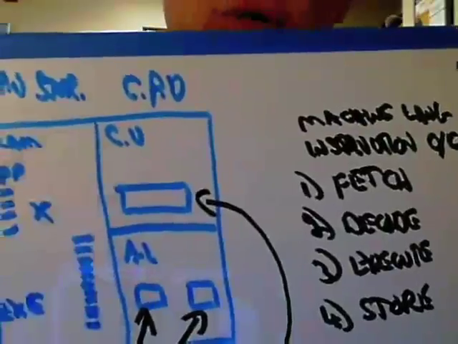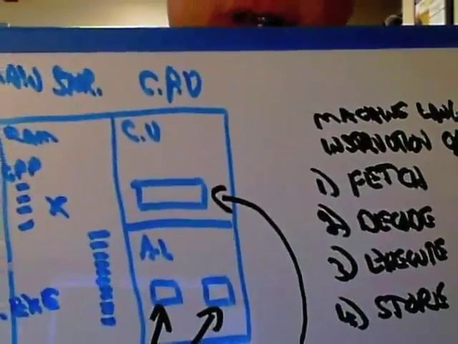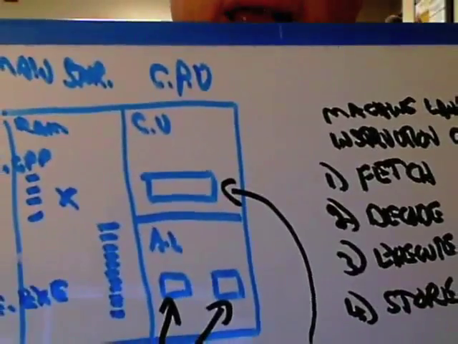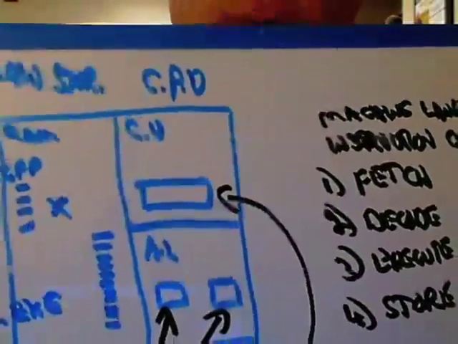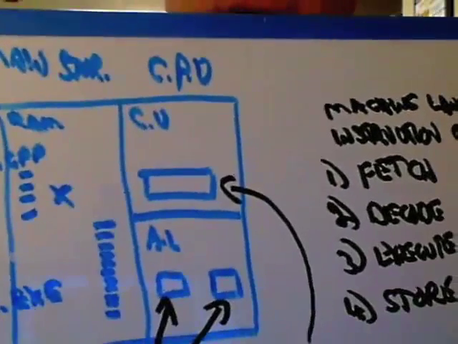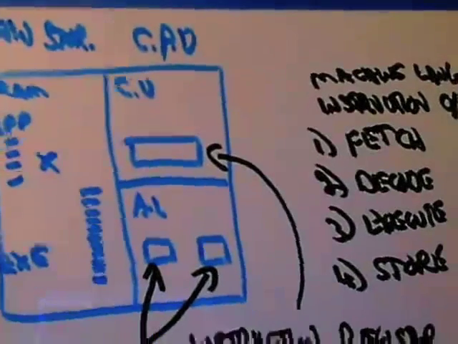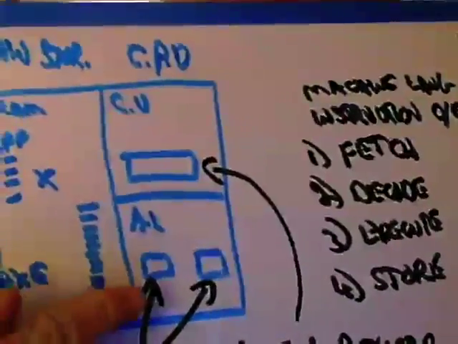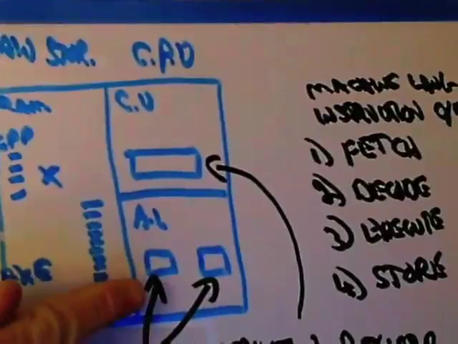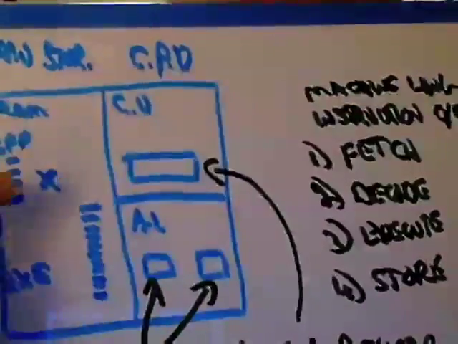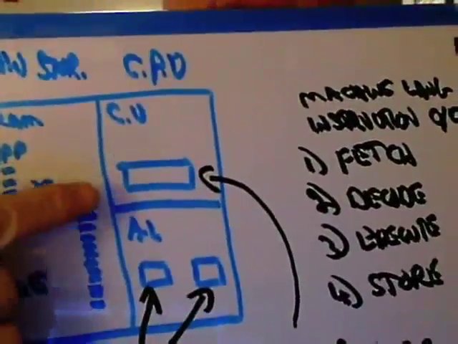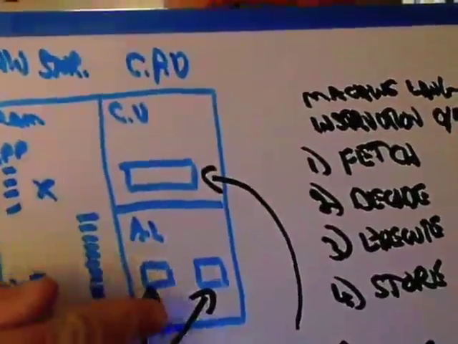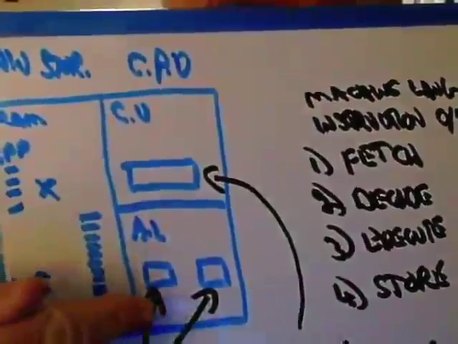Then the control unit will analyze and decode the instruction. It'll figure out what the instruction wants to have done, and it will get any data that it needs to do it, and it will put the data down here in the data registers, which are located right here. So that's all the decode step. The control unit will decode or analyze the instruction here and get any data from main storage, and place the data here that it's going to actually implement the instruction on.